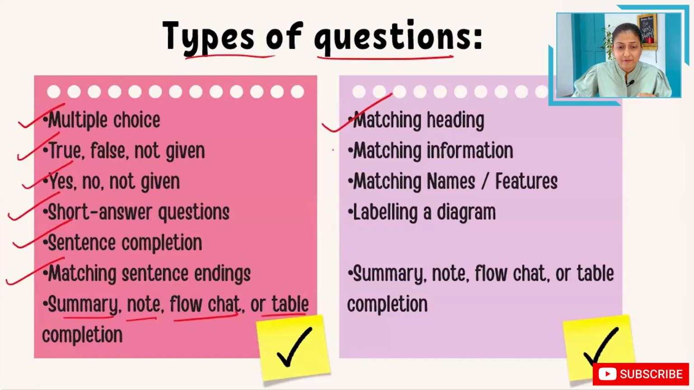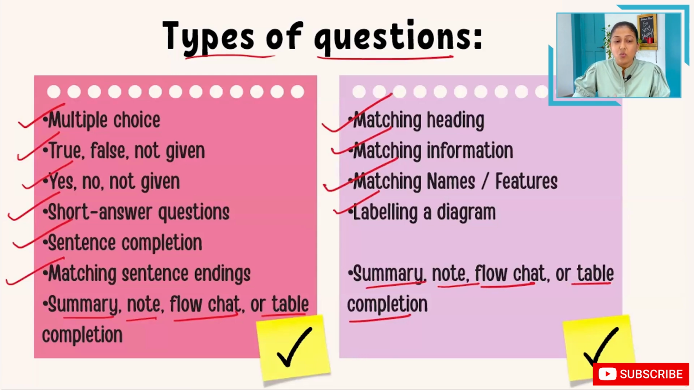Then you also have matching the information. Then you have to match names to the features. Sometimes there is something called labeling the diagram also. And we also have summary completion, note completion, flowchart completion and table completion. Well, so these are the different types of questions that you get for your reading module.